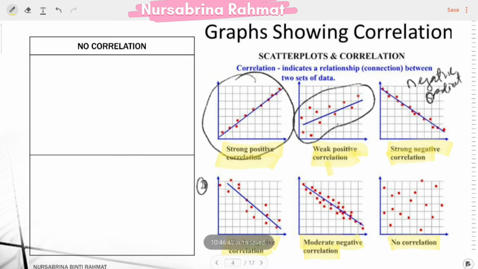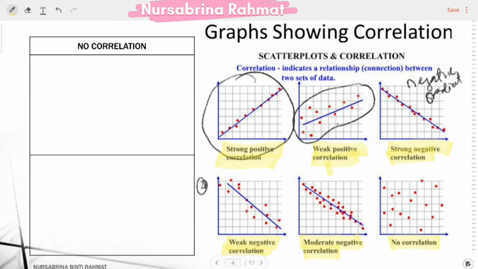Okay, so how are we going to identify whether it is a strong positive correlation, or moderate, or weak? It's based on calculation, where we have two different types of calculation. The first one is the Pearson Correlation Coefficient, and secondly is the Spearman Rank Correlation Coefficient.